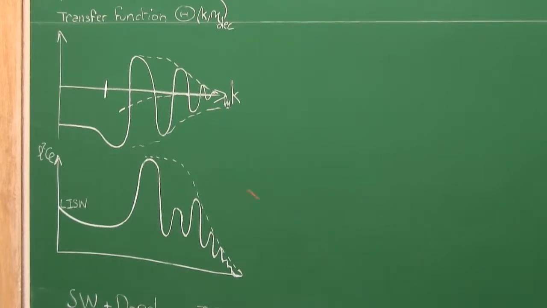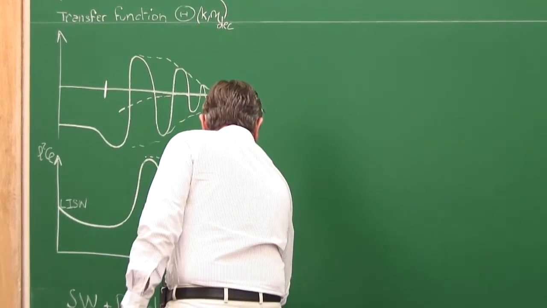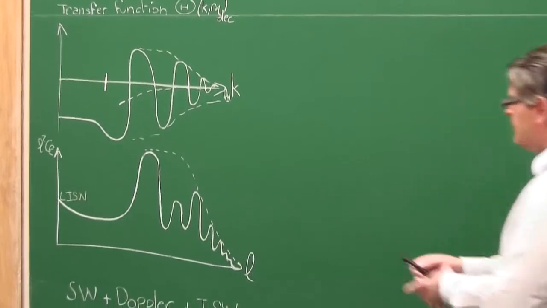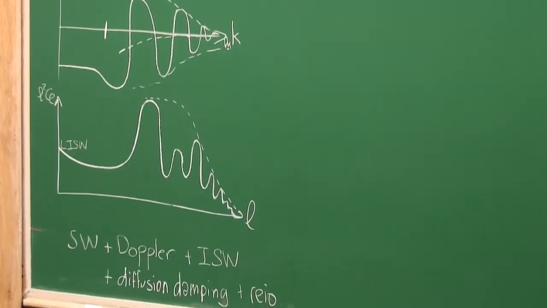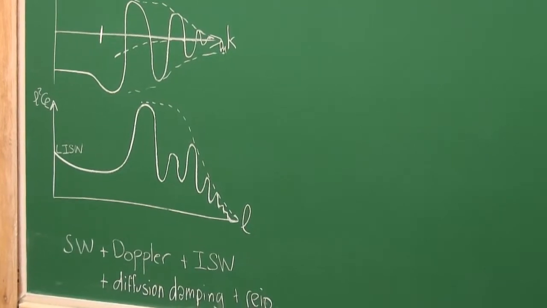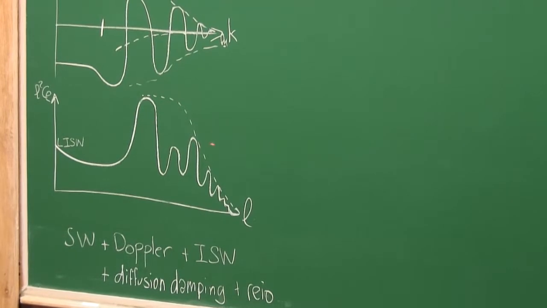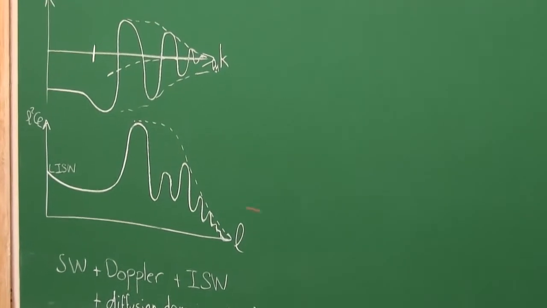And from this, we could infer the qualitative shape of this temperature spectrum expanded in harmonic space as a function of Legendre multipoles L. We explained one by one these effects: the Sachs-Wolfe contribution, the Doppler one, the integrated Sachs-Wolfe, late and early, corrections from diffusion damping, which are these suppressions here, and from reionization.